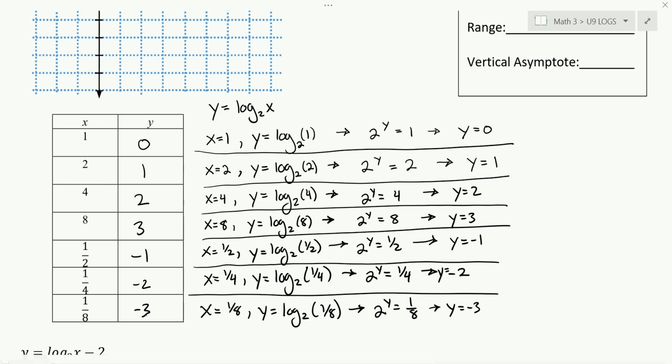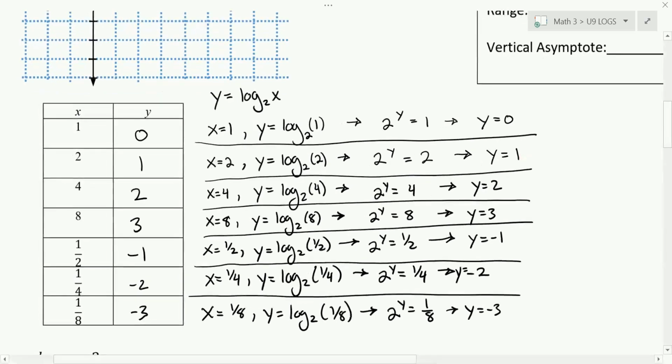So these are the values that you want to end up getting. Normally when we graph these, I'm not going to have you get this many points. But for the first time, we're going to get a series of points to graph them and get an idea of what the shape looks like. So go ahead and plot these points on the graph. See what shape emerges.